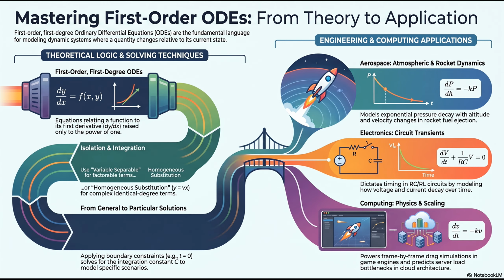Think about a cup of hot coffee cooling down on a desk. Okay. The rate at which it loses heat is dictated solely by how hot it currently is compared to the room. There is no heat acceleration. Oh, wow. I never thought about it like that. Right. That is a pure first-order dynamic system. And first degree just means that the derivative isn't squared or cubed. It is the most foundational building block of dynamic math.